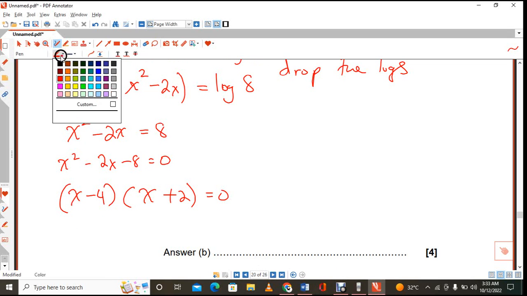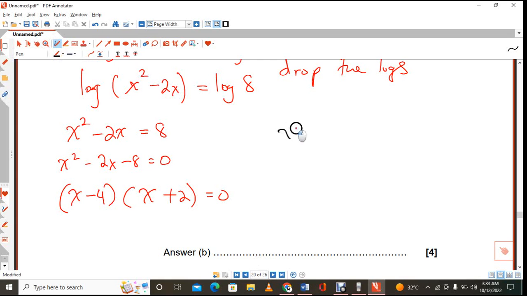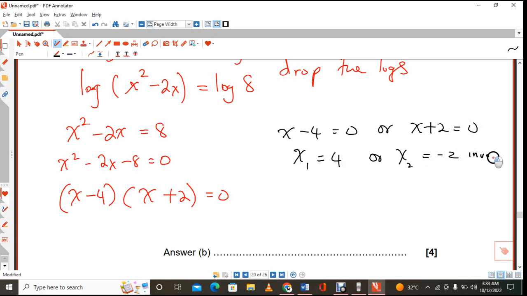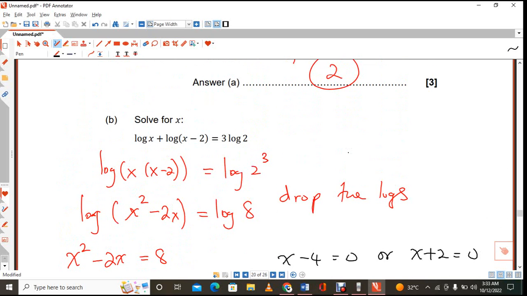So I'm going to change my color. x minus 4 is equal to 0, or x plus 2 is equal to 0. So x is equal to 4, or the second one, x equals negative 2. Well, this one here is invalid because if you go back to your original equation, you can't have a negative 2 as an answer here, right? Because log of negative 2 does not exist.